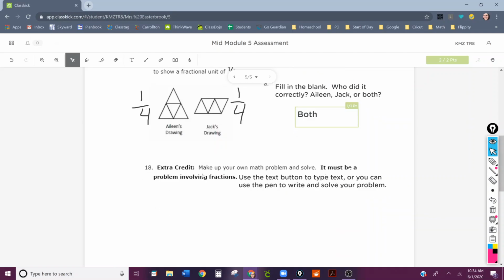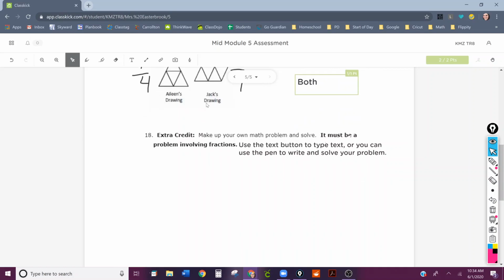Number 18 was extra credit. Make up your own math problem and solve. It must be a problem involving fractions. So you can use the text button to type text. A lot of you skipped this one. It was worth up to 3 extra credit points.